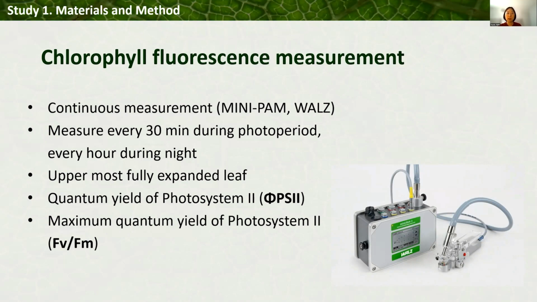This means the highest potential light use efficiency that plants can have. We measure the maximum quantum yield of photosystem 2, which is Fv/Fm, during the night after the plants were fully dark adapted.